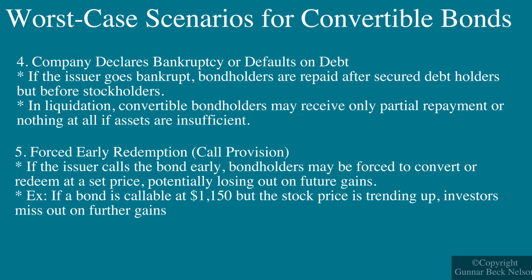And then finally, there's forced early redemption, which is a call provision. If the issuer calls a bond early, bondholders may be forced to convert or redeem at a set price, potentially losing out on future gains as well. For example, if a bond is callable at $1,150 per bond, but the stock price is trending up, investors might miss out on further appreciation.